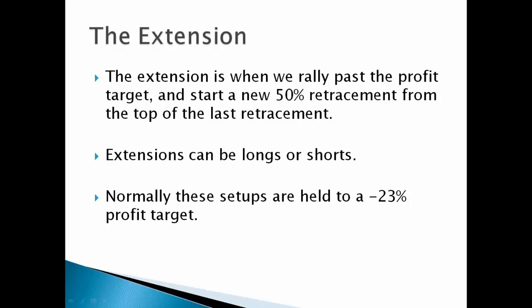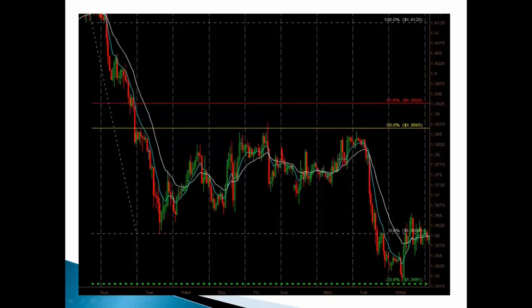Extensions are when we rally past a profit target and start a new 50% retracement that's drawn from the top of the last retracement to its new highs. Extensions can be longs or shorts, and normally these setups are held to a negative 23% profit target, or 123%. Let's look at an example of an extension.